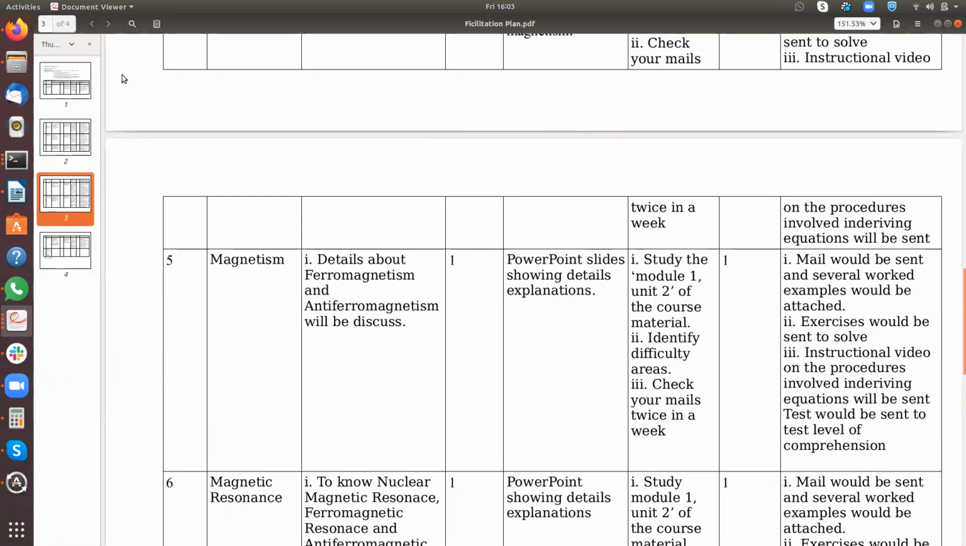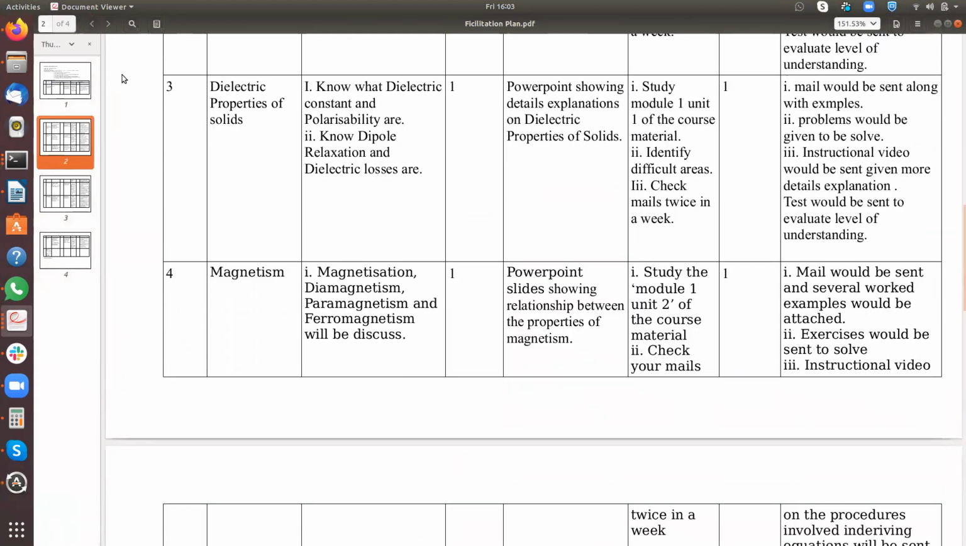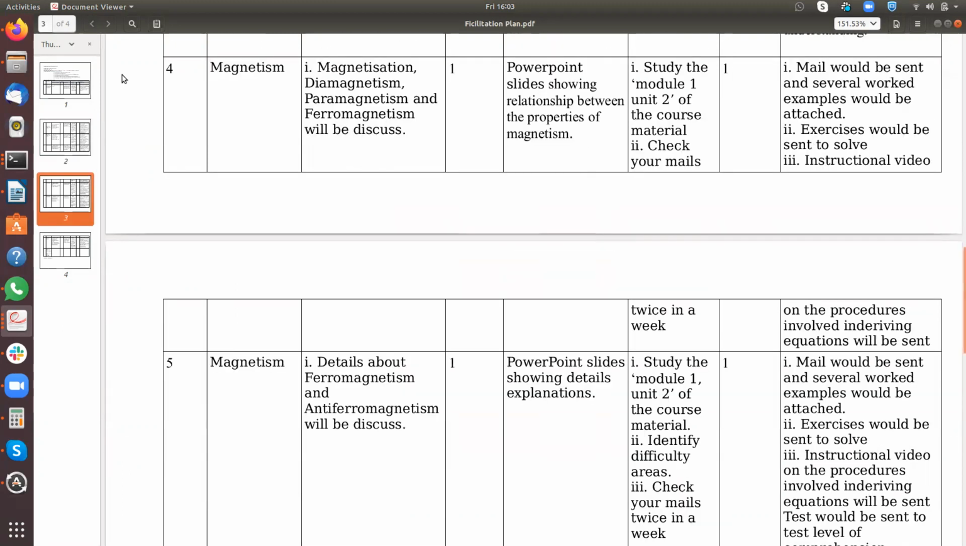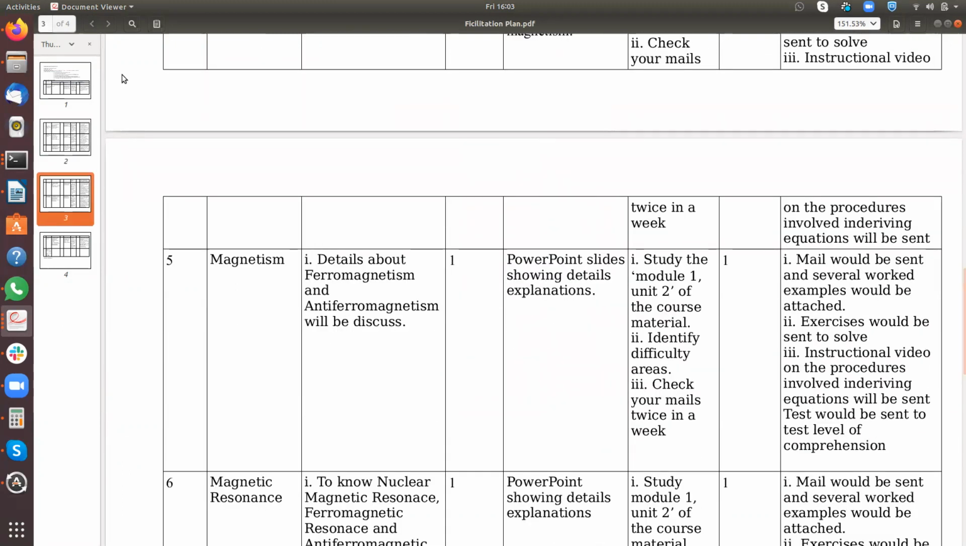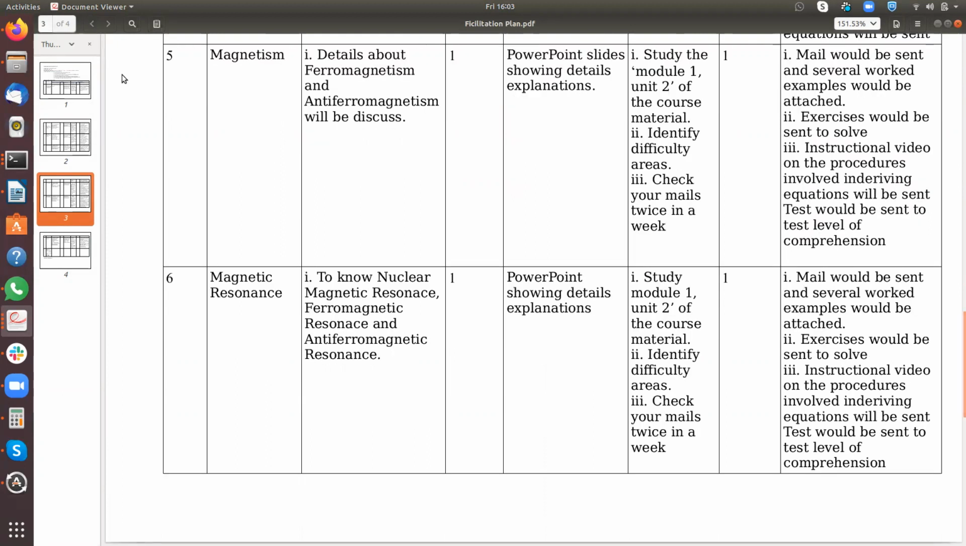So far we have discussed the concept of dielectric properties of solids, and last week we also discussed extensively the magnetic properties, where we covered diamagnetism, paramagnetism, and ferromagnetism. We also briefly discussed some concepts about antiferromagnetism. This week, the 6th week, we shall be looking at magnetic resonance: nuclear magnetic resonance and its applications in the medical field, then ferromagnetic resonance and antiferromagnetic resonance.